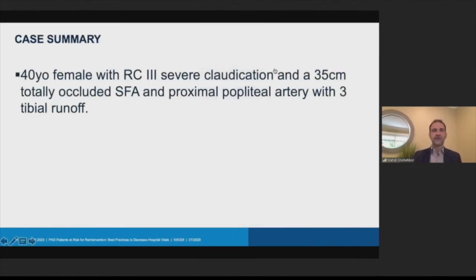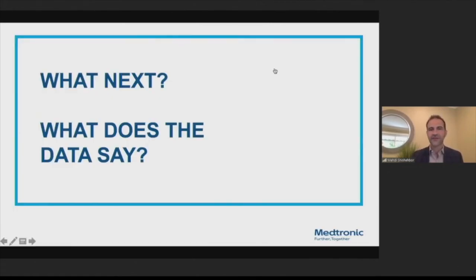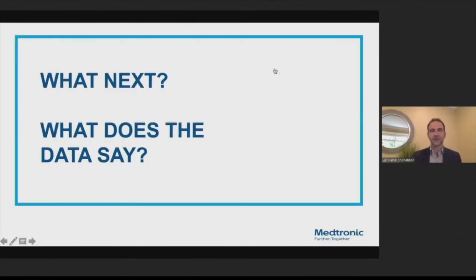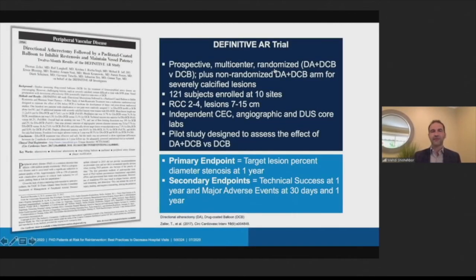So in summary, we have a 40-year-old female with Rutherford class 3 severe claudication, a 35 to 40 centimeter total occlusion of the SFA and the proximal popliteal artery with 3 vessel runoff. So how should we approach this lesion, at least from an endovascular approach? In my view, there are many approaches, but this is the one that seems to me the most ideal.